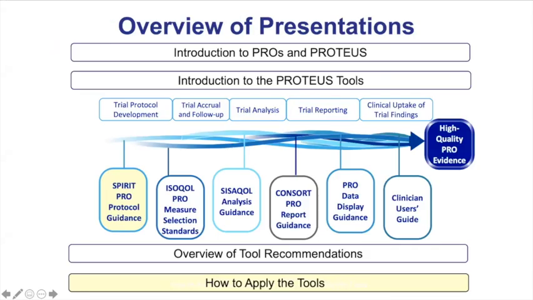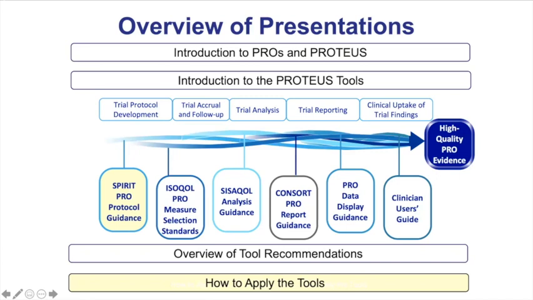This presentation is one in a series produced by Proteus that describe and explain the tools and the resources that are available, and they're all designed to optimise the use of patient-reported outcomes in clinical trials. To achieve this optimisation, we need best practices across the continuum of a clinical trial lifecycle, as shown here.